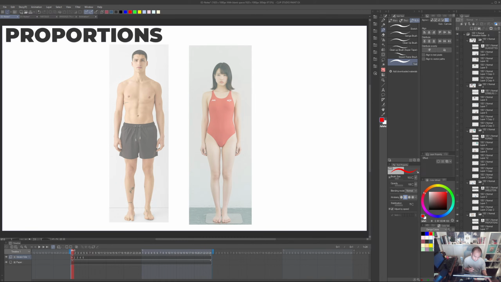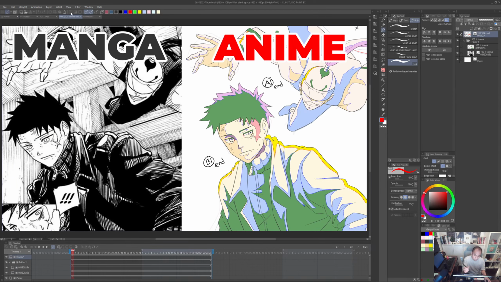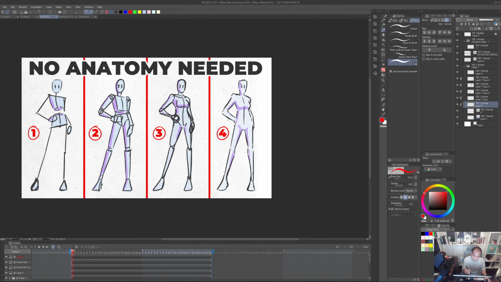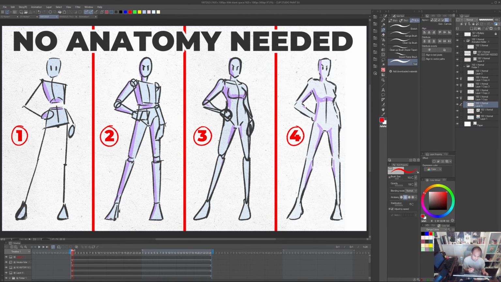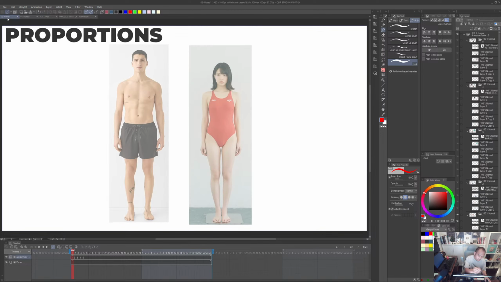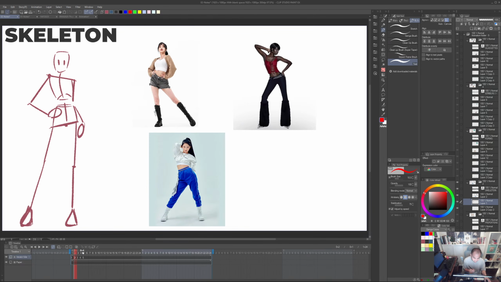But now I want to show you the different ways to draw the human body, which is, as you can see in my thumbnail, we have 4 ways I'm gonna show you today to draw the human body without learning anatomy. And these are very, very simple that you can do as long as you know what you're doing, right? So let's go over the very first one, which is the skeleton, right?